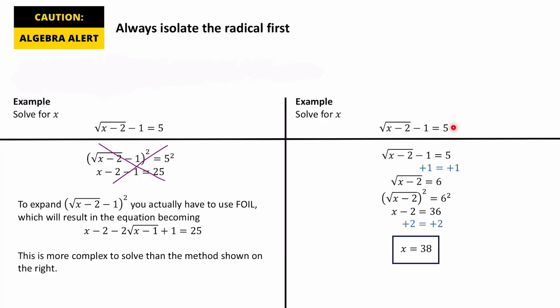But if you use the method on the right, which is what I'm recommending that you do, you start off by isolating the square root. To get rid of that minus 1, we just add 1 to both sides. When you combine those constants on the right, we're going to have the square root of x minus 2 equals 6. We can now undo the square root by squaring both sides because the radical is already isolated. When we square both sides, we get x minus 2 equals 6 squared, which is 36, and we can now solve this equation by adding 2 to both sides. You see, it's much easier to solve if you do that little bit of extra work at the beginning and isolate the square root.